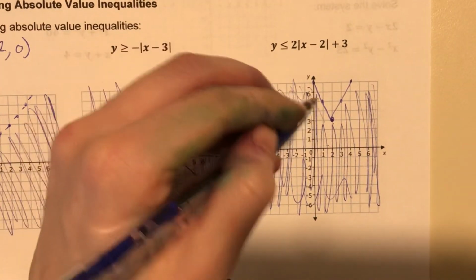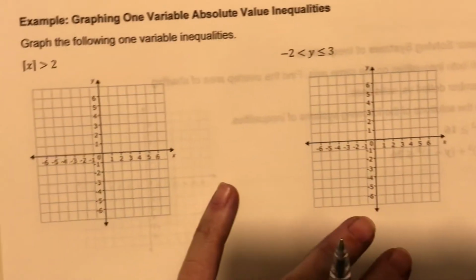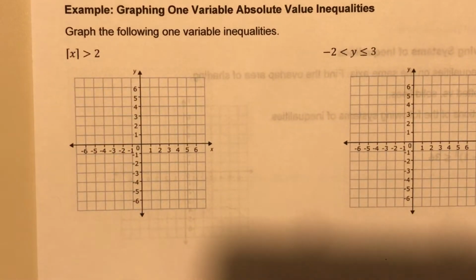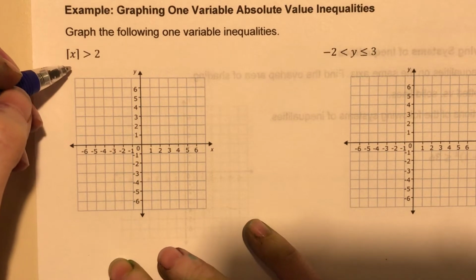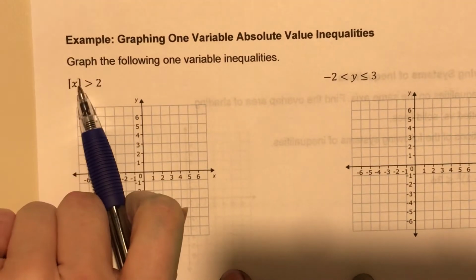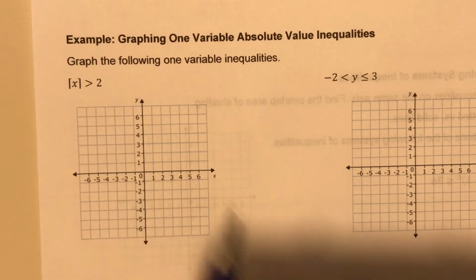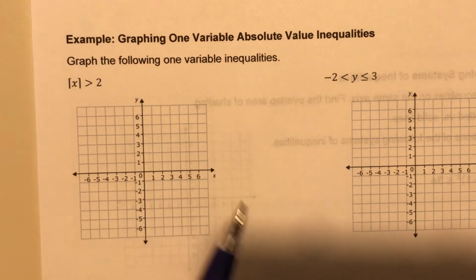Down here, we're going to graph one variable absolute value inequalities because it's something that you may not remember, but you did learn this in Algebra 1. So in this one, we've got the absolute value of x is greater than 2. So in order to do this problem, you have to remember what the absolute value really means. Since we don't have a y equals, we're not going to use a V shape. We're not going to be able to find the vertex here.